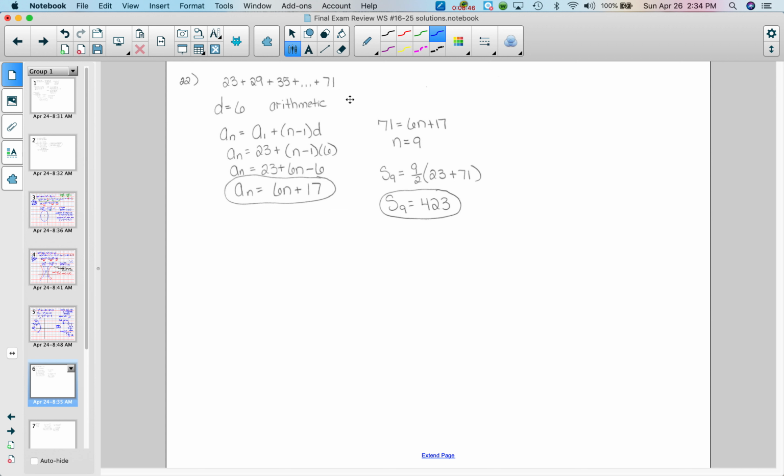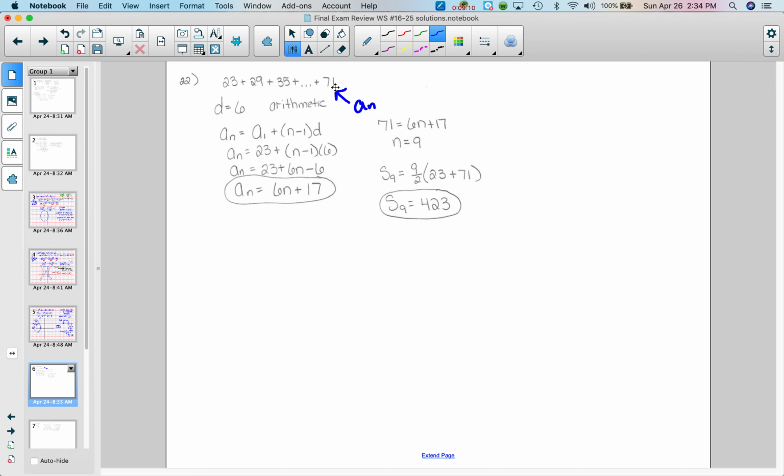I plugged in 71 as a sub n. So we had a sub n is 71. I actually jumped ahead. First, let me finish this. I filled in a 6 for d, and a sub 1 was 23. Then you distribute the 6, and when you simplify, you get a sub n equals 6n plus 17.